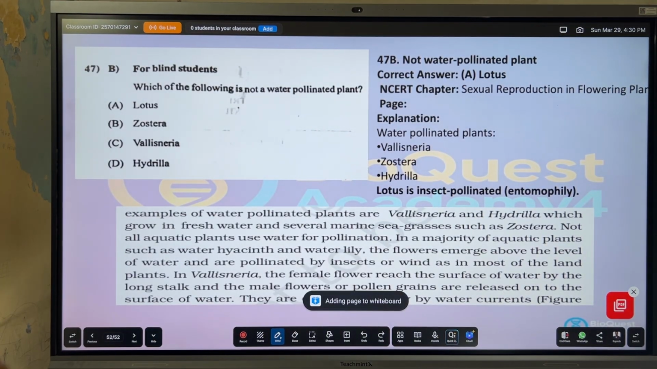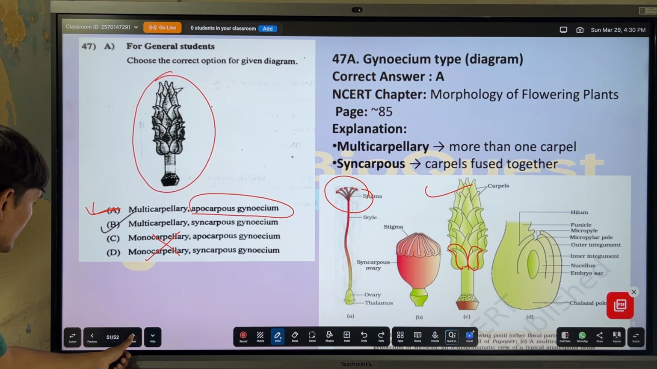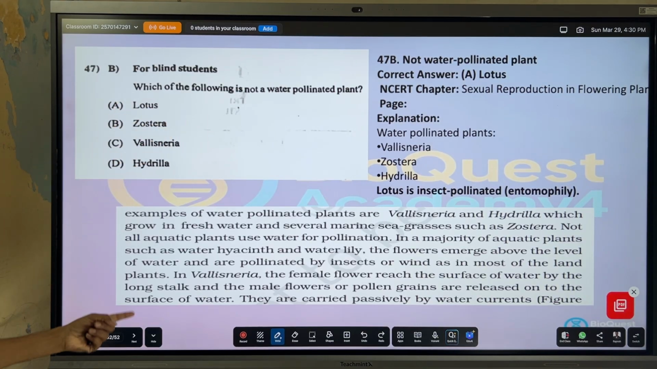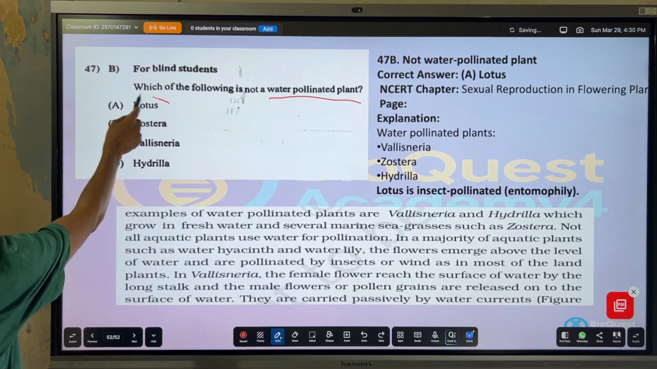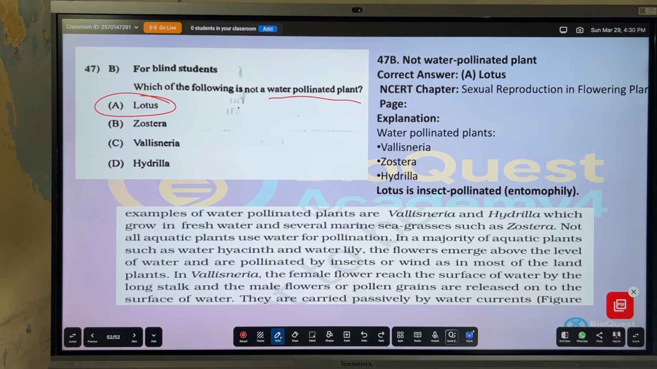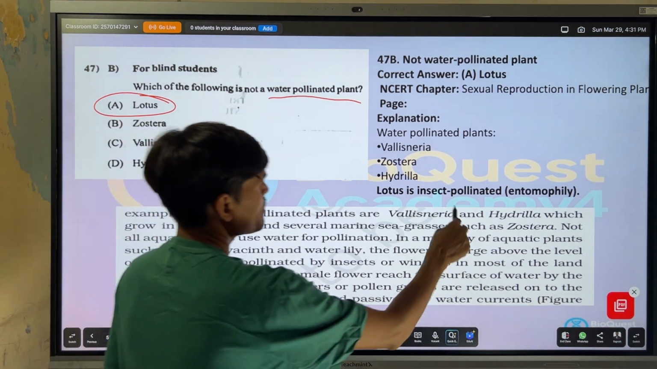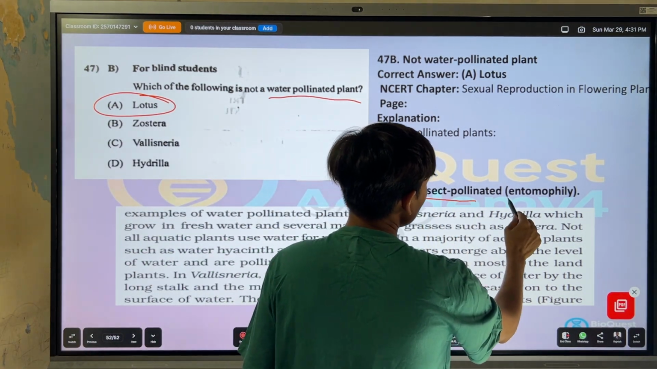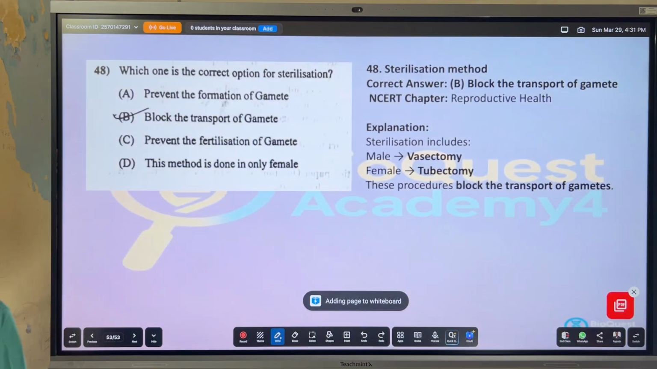Next, 47 B. Just a second. This is 47 A for general students and this is 47 B for the blind students. Which of the following is not a water pollinated plant? Answer is A. Lotus. Lotus is not pollinated by water. Instead, it is pollinated through insects. Lotus is insect pollinated, entomophily. It follows entomophily.